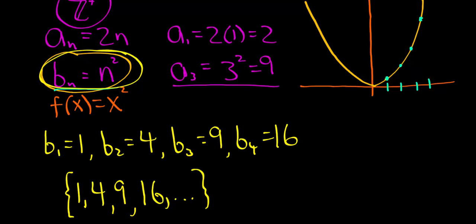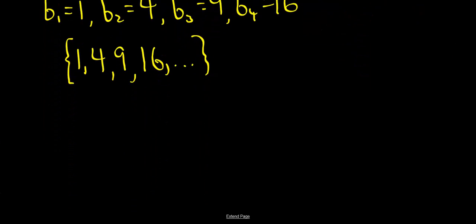Now, there's another type of sequence that you'll encounter, and that's a recursive sequence. So let's look at an example of that. Let's suppose that we have something like this: a sub n plus 2 equals a sub n plus a sub n plus 1, something like that.